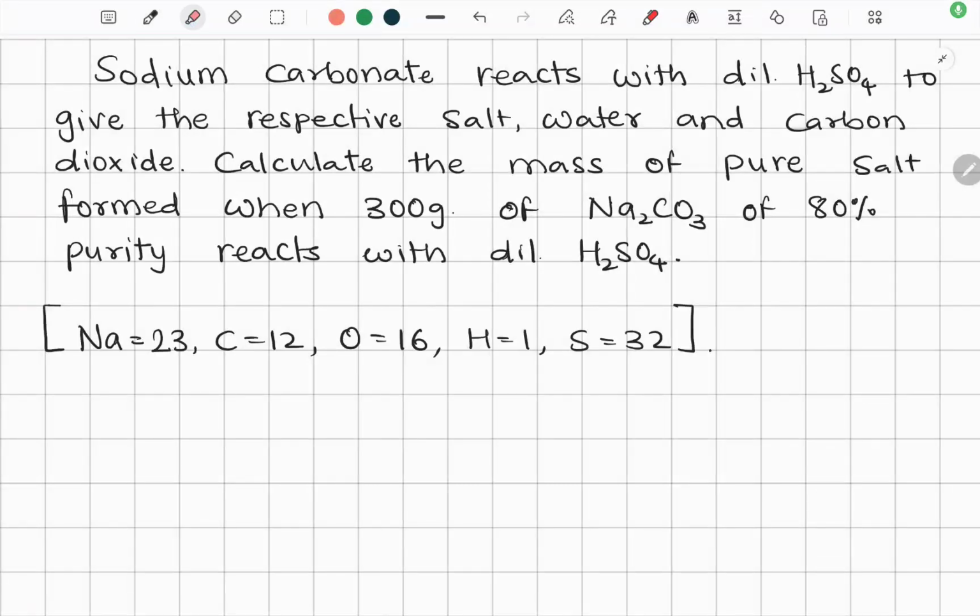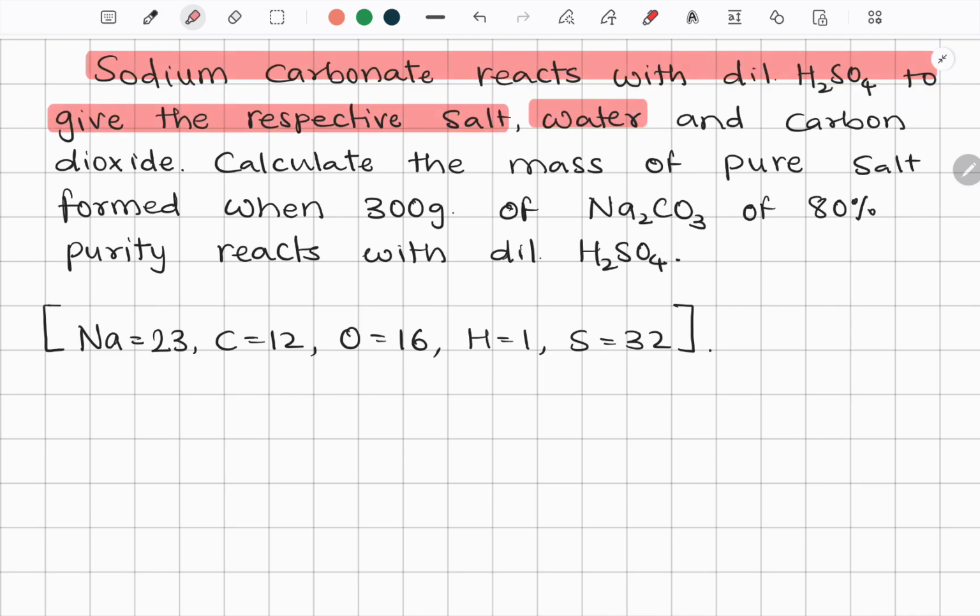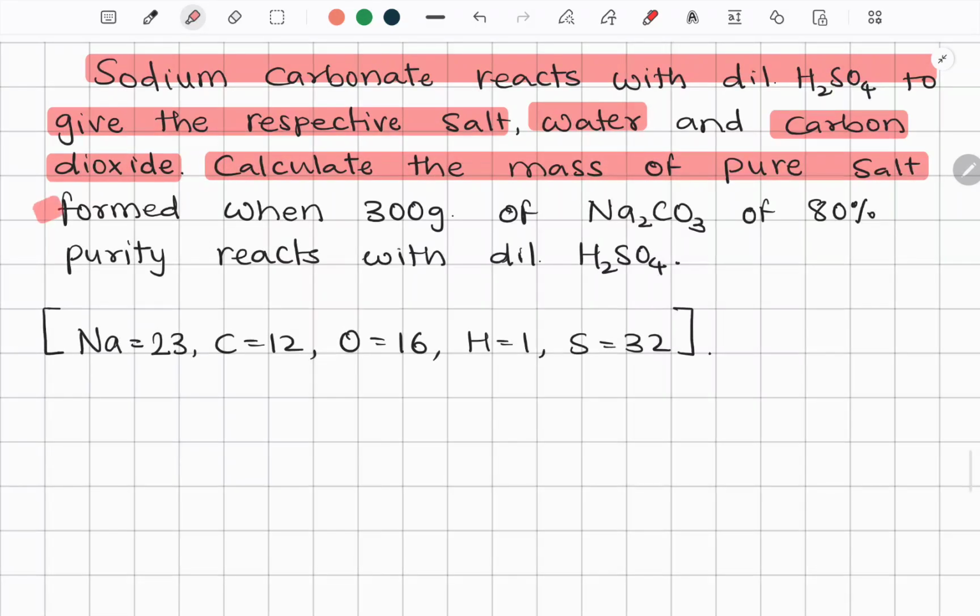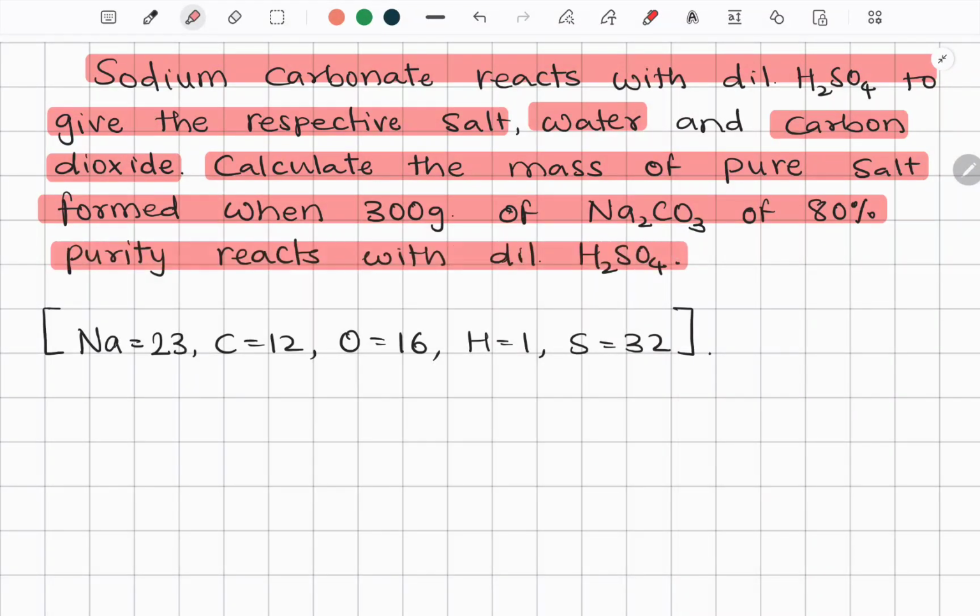Okay, so let's solve this question. In this question, it's been asked that sodium carbonate reacts with dilute sulfuric acid to give the respective salt, water and carbon dioxide. And it's been asked to calculate the mass of pure salt formed when 300 gram of Na2CO3 of 80% purity reacts with the dilute sulfuric acid.